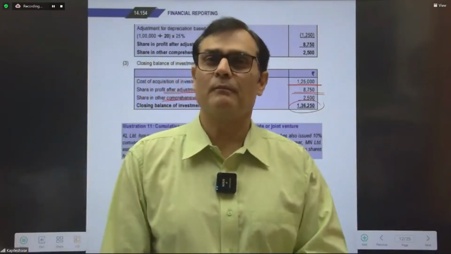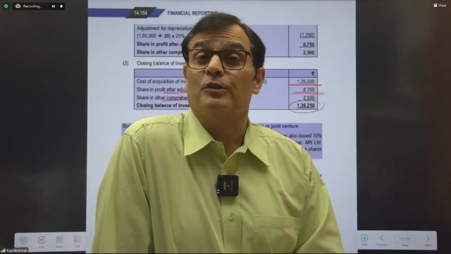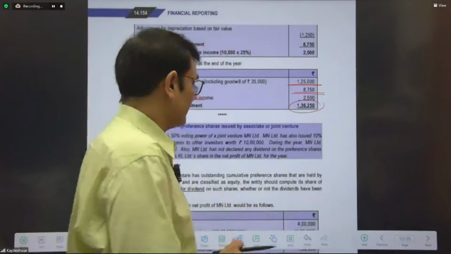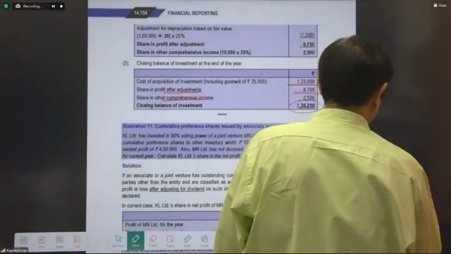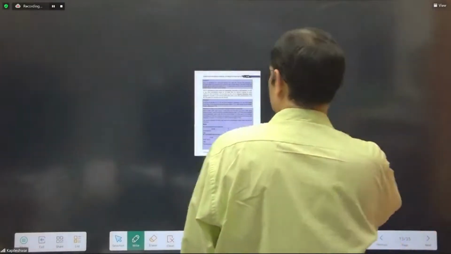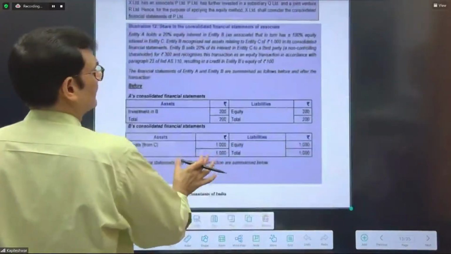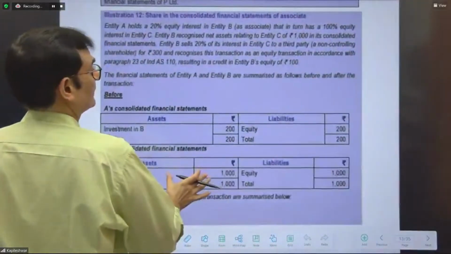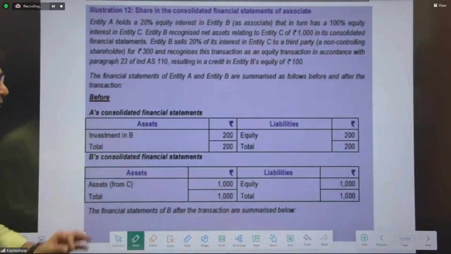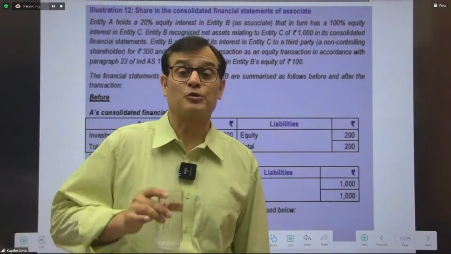I think it would be an incomplete journey if I don't take you to that illustration where a credit to equity is taking place. So let's have a look at another illustration in the study material where we are given the application of the equity method. That's illustration number 12. So this is a beautiful illustration, and this is also there in the education material, and it's there in the study material as well. I think it is one of the very interesting questions which shows that the corresponding credit goes to equity.